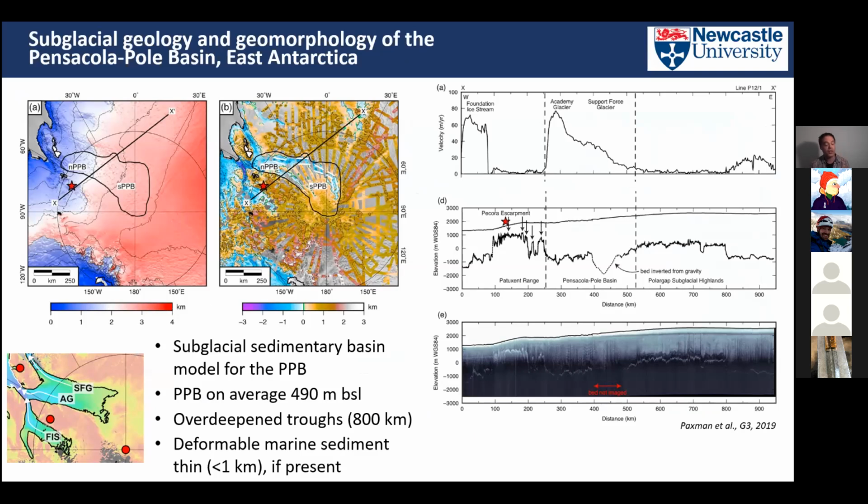So that last slide was looking more at the Foundation ice stream system and the Patuxent ice stream. Guy Paxman's paper in G Cubed looks more at where the Academy and the Support Force glacier systems flow out from the onset zone near the South Pole, outwards towards the margins of and into the Filchner ice shelf. And Guy did lots of potential field data analysis with gravity and magnetic data.